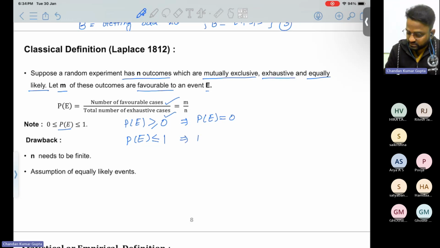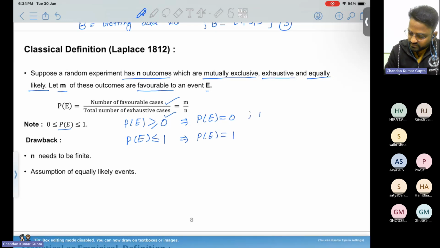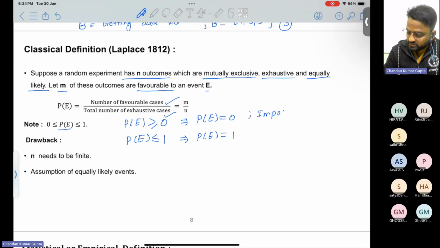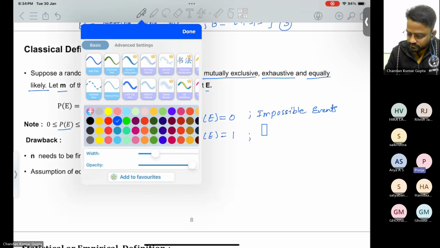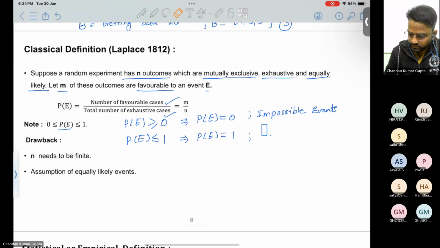In a similar manner, if the probability of E equals 1, this type of event is called a sure event, or certain event.